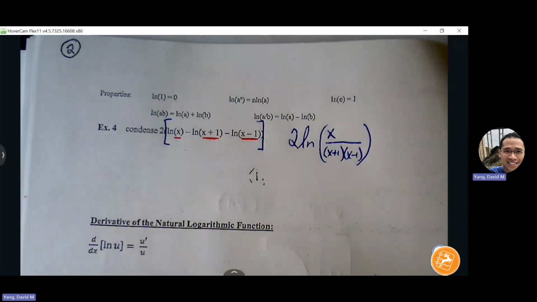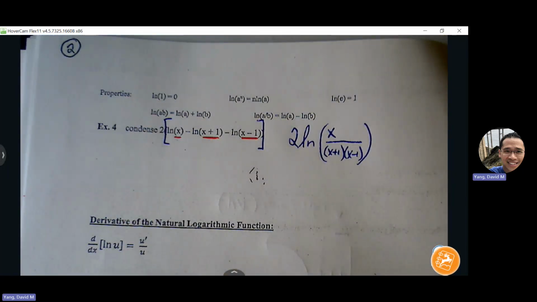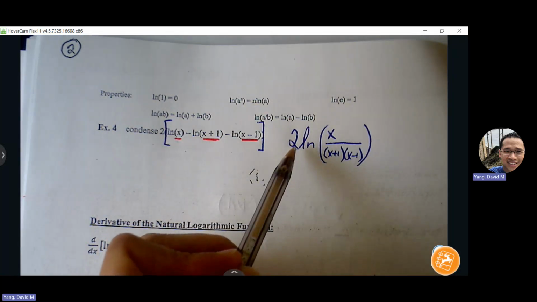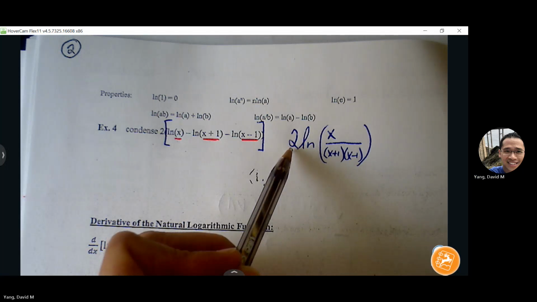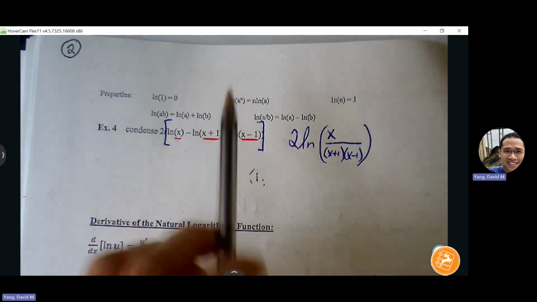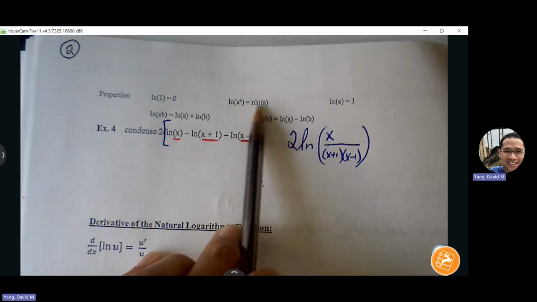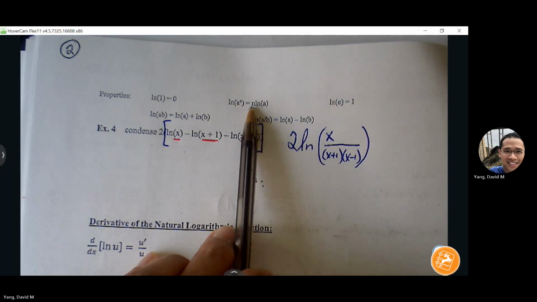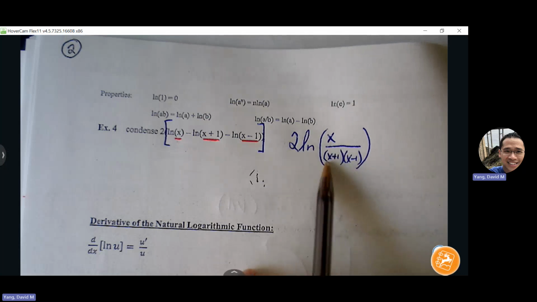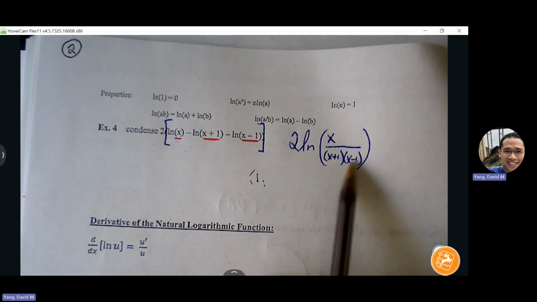There's that 2 sitting out in front. If I want to condense, I'm trying to get everything to the right inside my natural log expression. So any idea where I can put that 2? Okay, well, this is a power property. If I have n times natural log of a, where can I put that n? Exponent. So I can push that 2 all the way up, and I can also do a little bit more cleanup and merge that together.